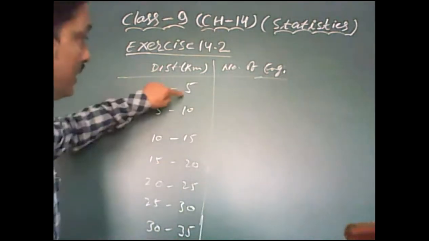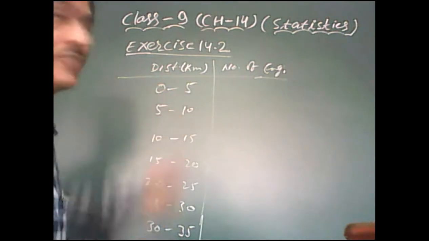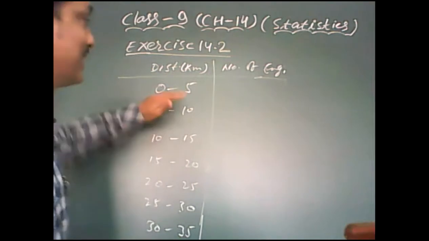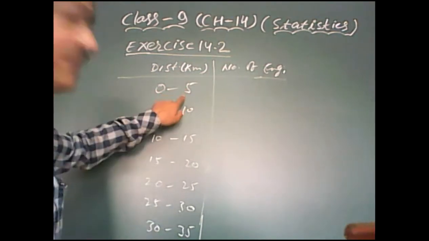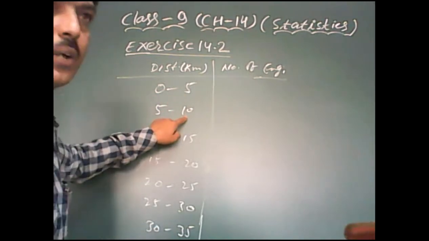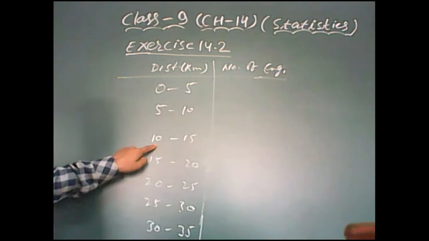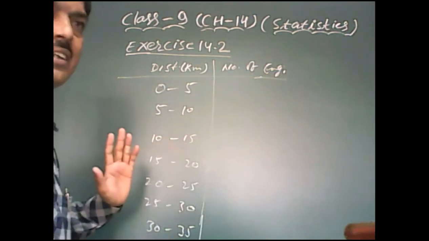Because you know that 5, 10, 15, 20, 25, 30, and 35 are not included in the respective class interval. Here the 5 is not included; 5 is included in the second. Here the 10 is not included; 10 is included in the third class interval. Similarly, 15, 20, and so on, right?